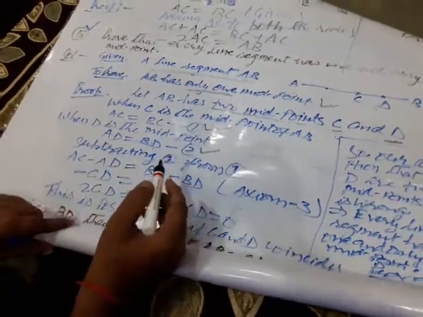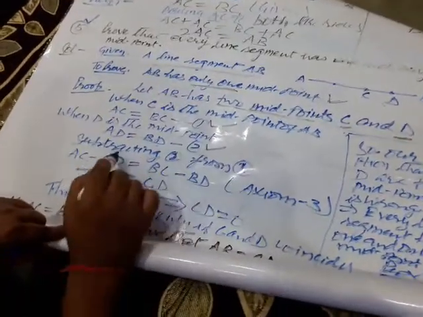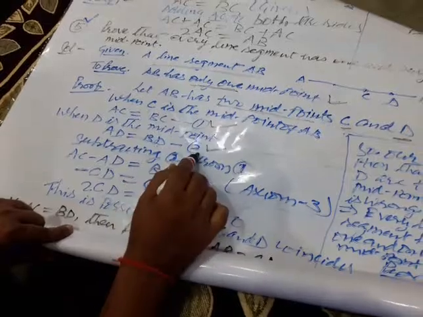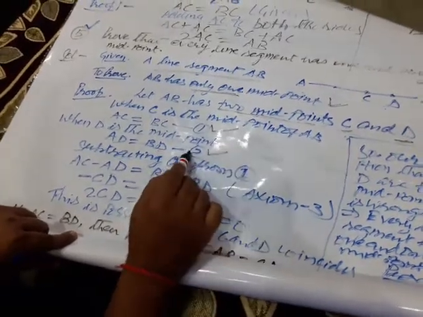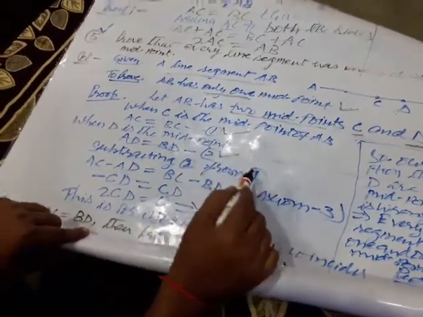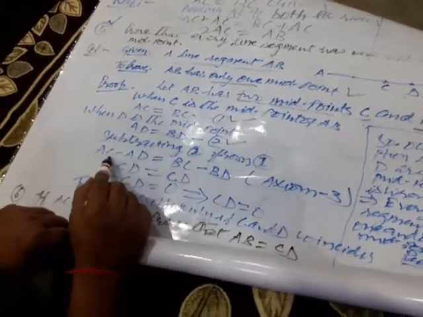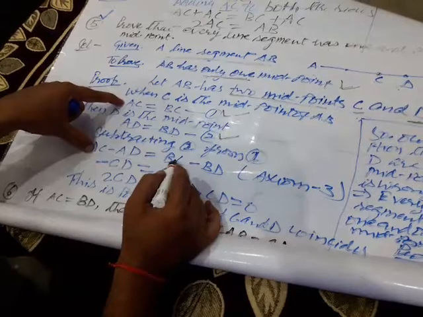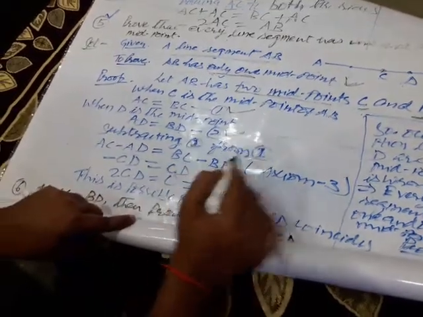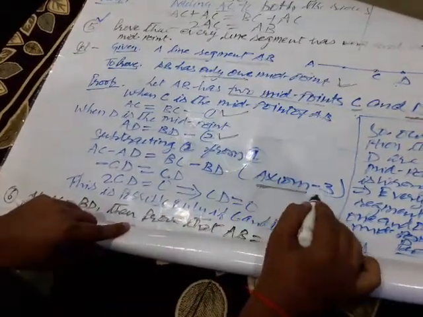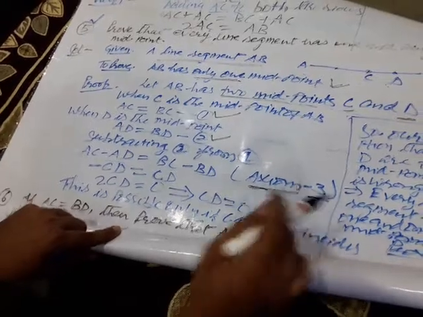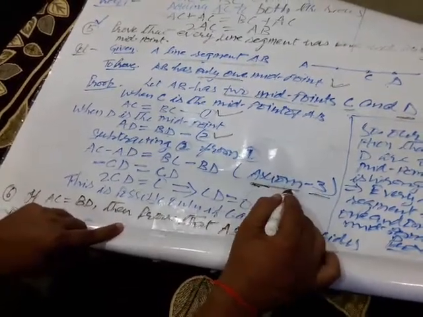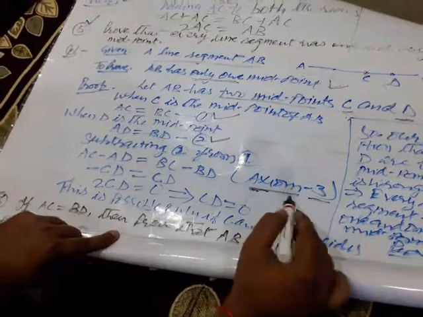Now children, from here see what you have to prove. Now subtracting equation number 2 from 1, that is AC minus AD equal to BC minus BD. That is called axiom 3: if equals are subtracted from equals, then remainders are equal. Axiom 3.